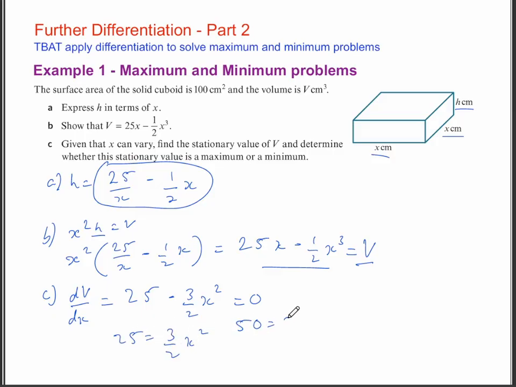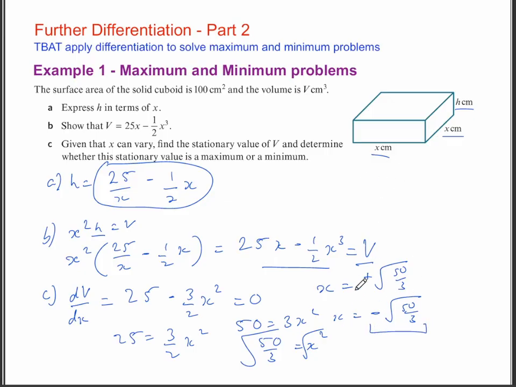Therefore 50 equals 3x squared. And so 50 over 3 equals x squared. So we take the square root of that, which is going to give us x equals positive root 50 over 3 and x equals negative root 50 over 3. Now obviously we know that the value of x cannot be negative. Therefore the only one we're going to deal with is the positive value.